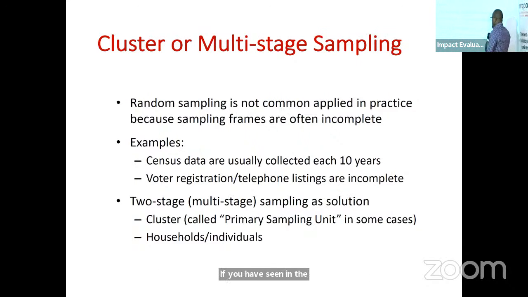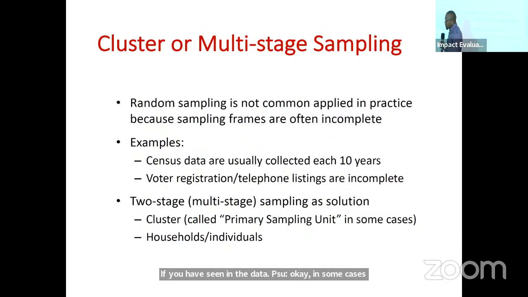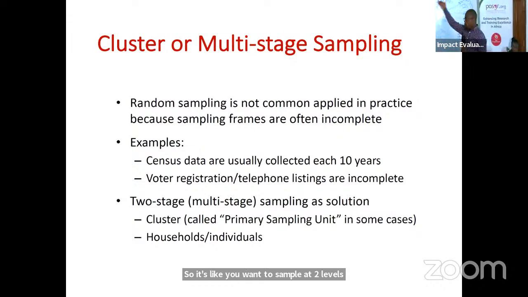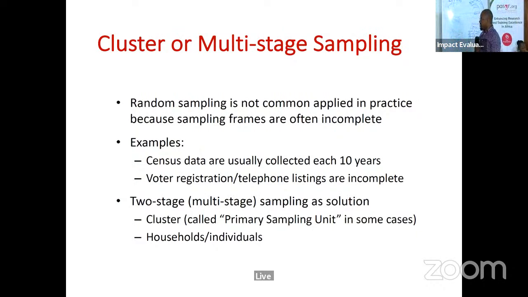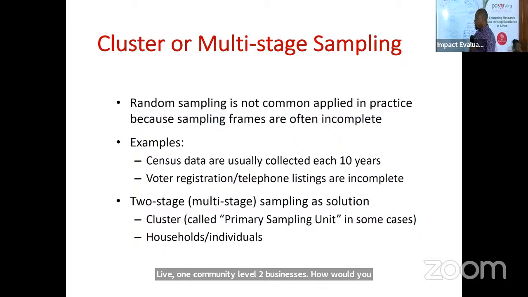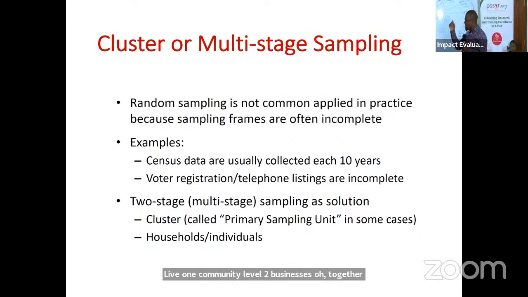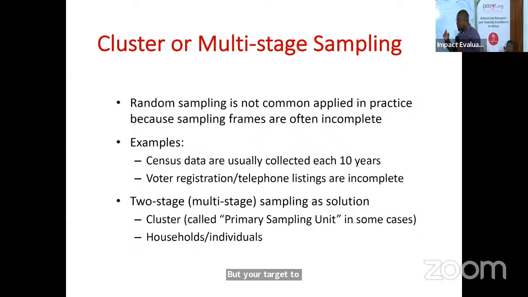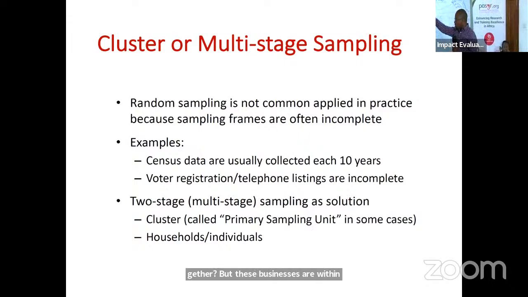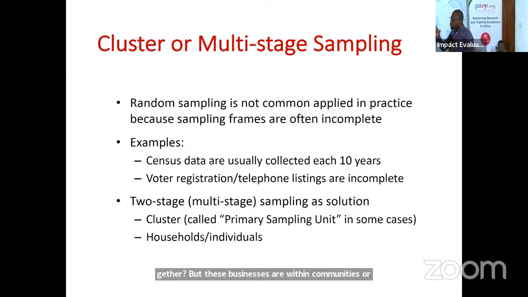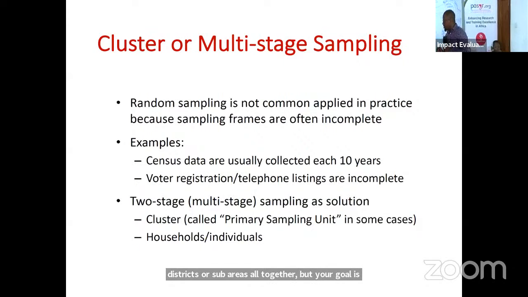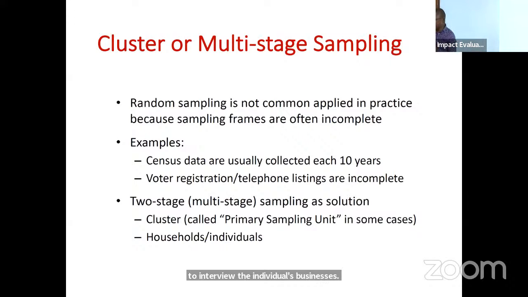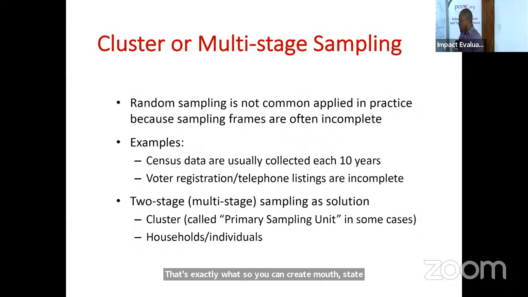In some cases, this, for example, could be a household. So you want to sample at two levels. Level 1, community. Level 2, businesses. Are we together? But your target to interview is businesses. But these businesses are within communities or districts or sub-areas. But your goal is to interview the individual businesses. So you can create multi-stage sampling, and household surveys usually do that.